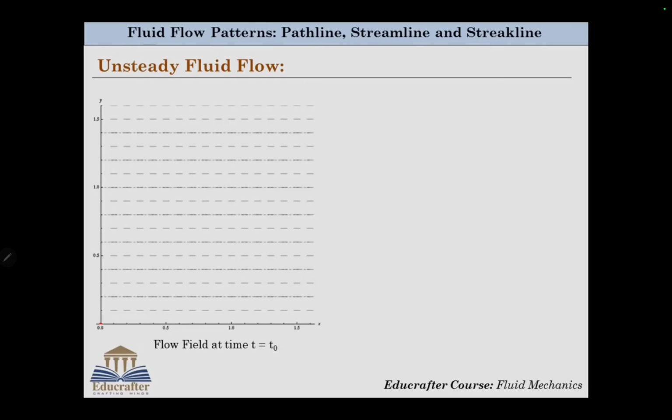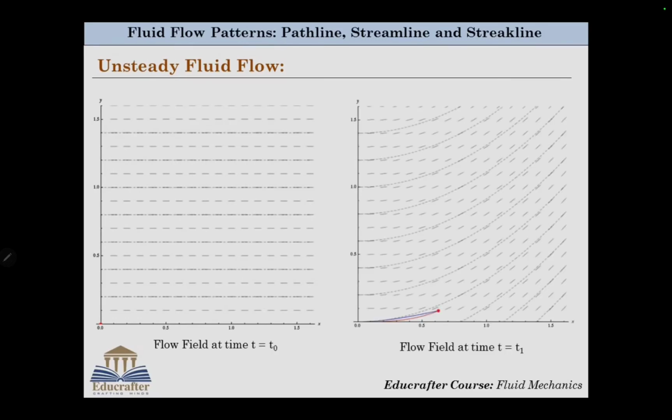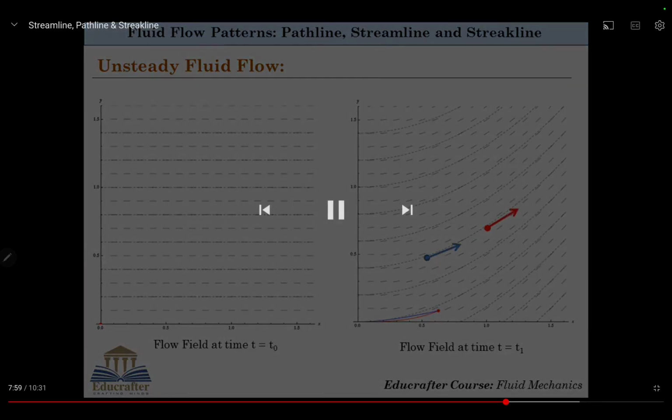Initially, at time t equal to t0, flow field is totally horizontal and the fluid is moving in horizontal direction. In a similar fashion, flow field at some other instant of time, say t equals to t1, looks like this. At any point on the domain.